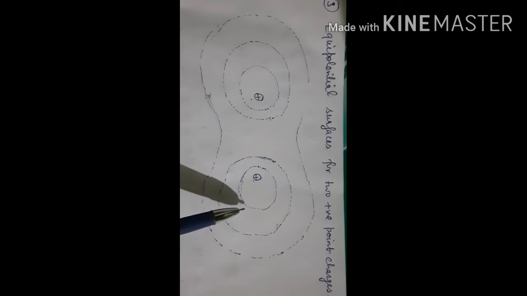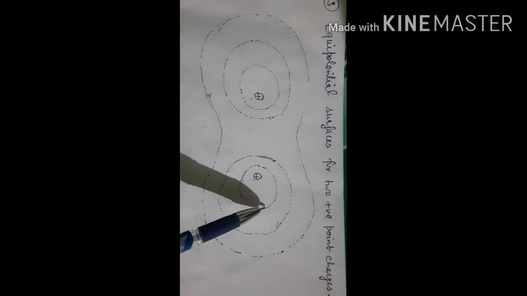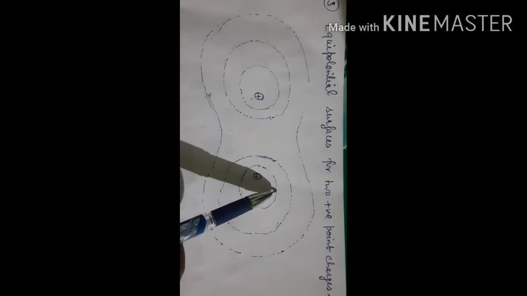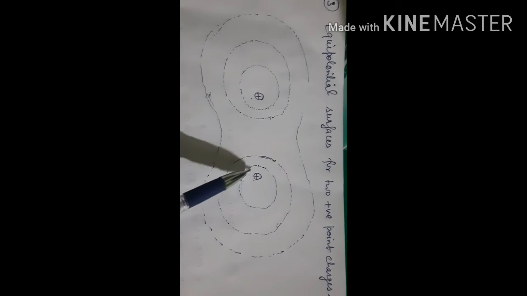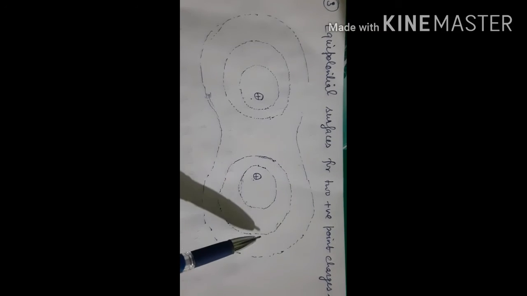One thing you should note is that each individual surface is an equipotential surface. This doesn't mean the potential of this sphere is equal to this sphere. It only means that the potential of each and every point on this sphere is equal. So this forms an equipotential surface. This is another equipotential surface.